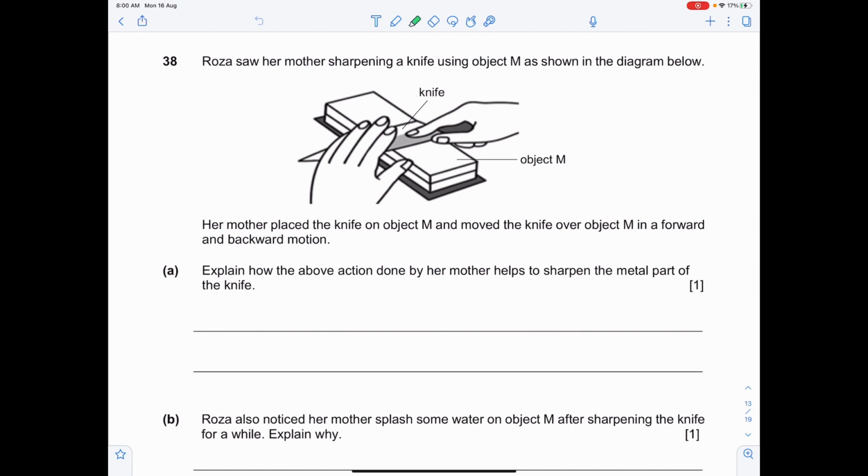So a few things to note. The first thing is that you will realize that it is a forward and backward motion. This will actually hint to you that the force that is in play here is friction. And friction typically generates heat. Okay? So in the first question, they want to know how does it help to sharpen? So we have to understand how a blade works. This is actually quite an abstract question.